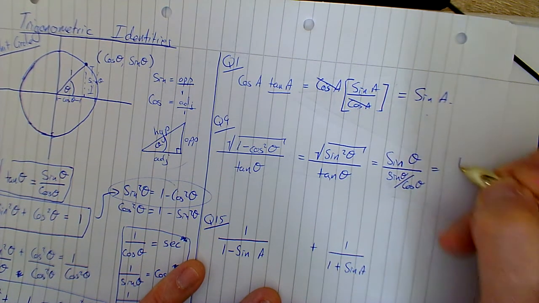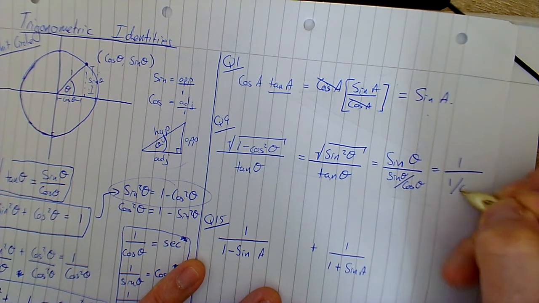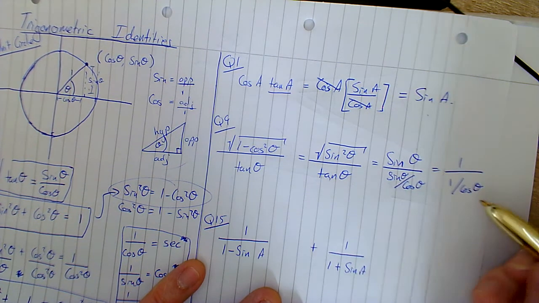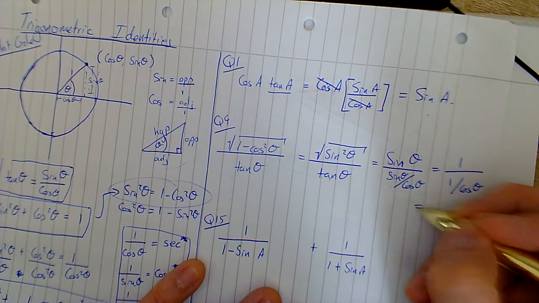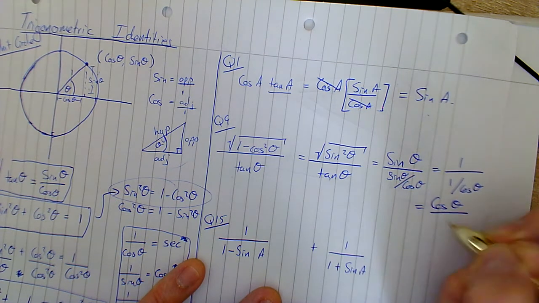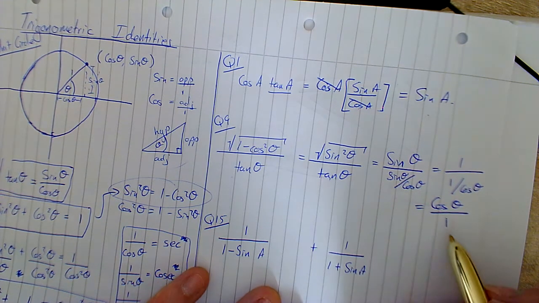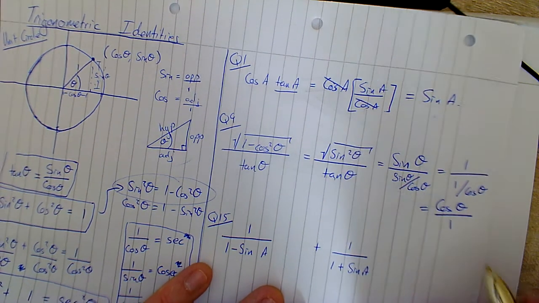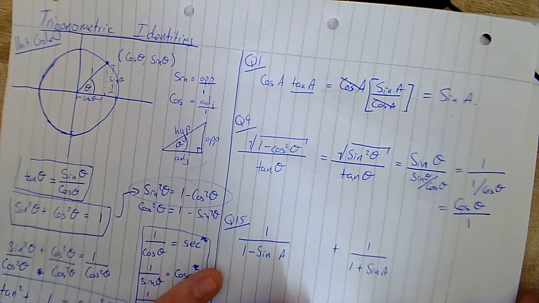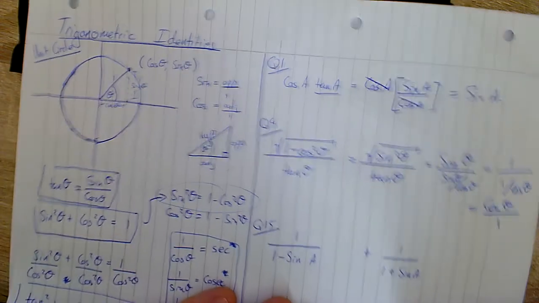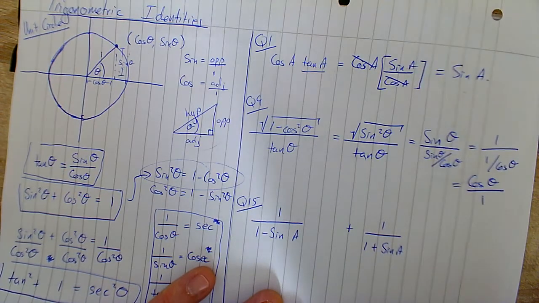Question 15 gives something a little bit trickier. It gives 1 over 1 minus sine A plus 1 over 1 plus sine A, and they ask you to show that that gives twice sec squared A. So sec is 1 over cos, so twice 1 over cos squared.